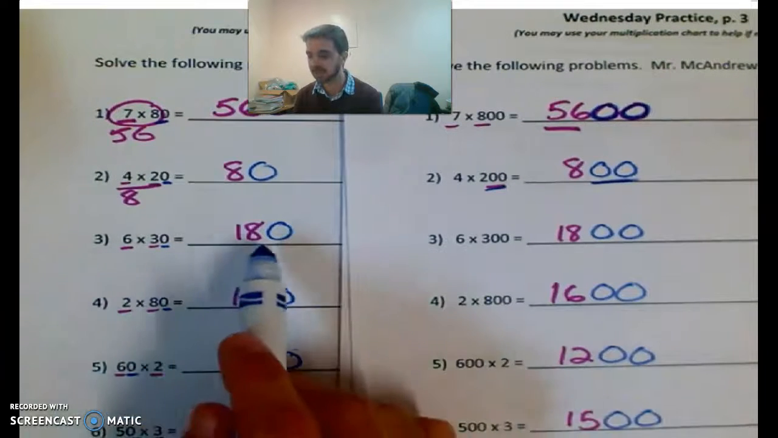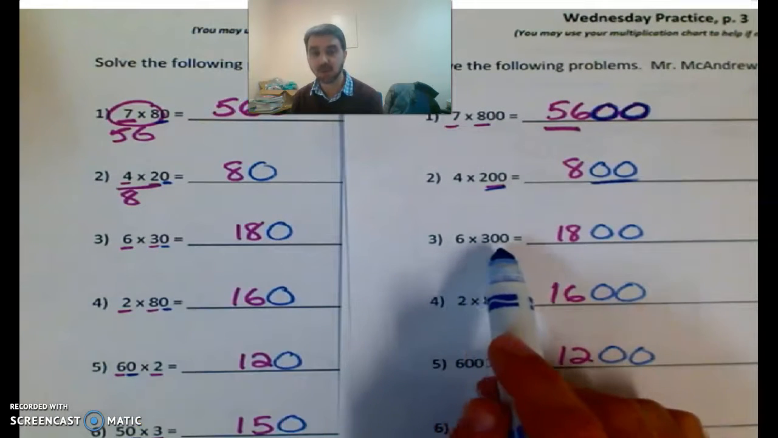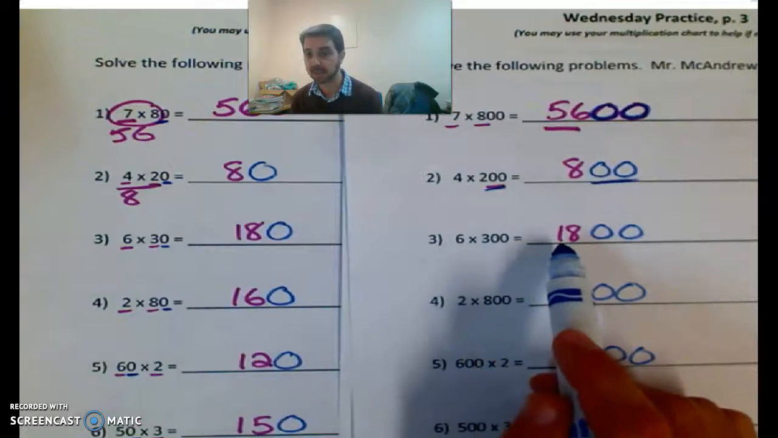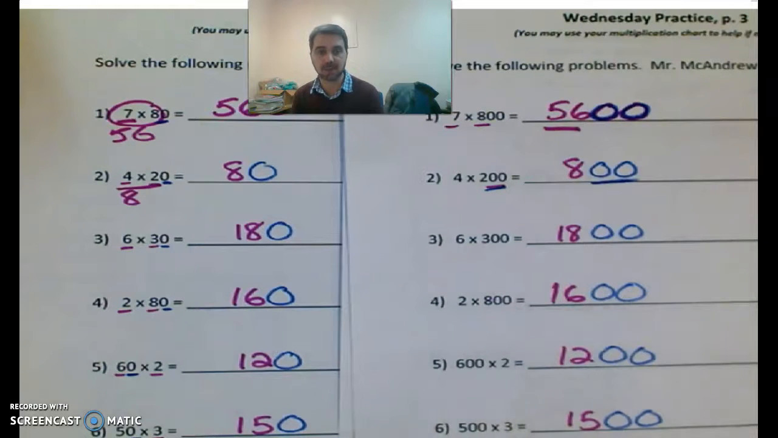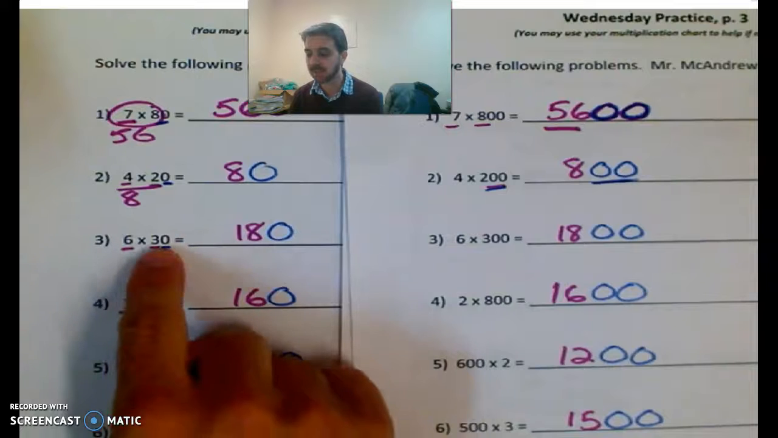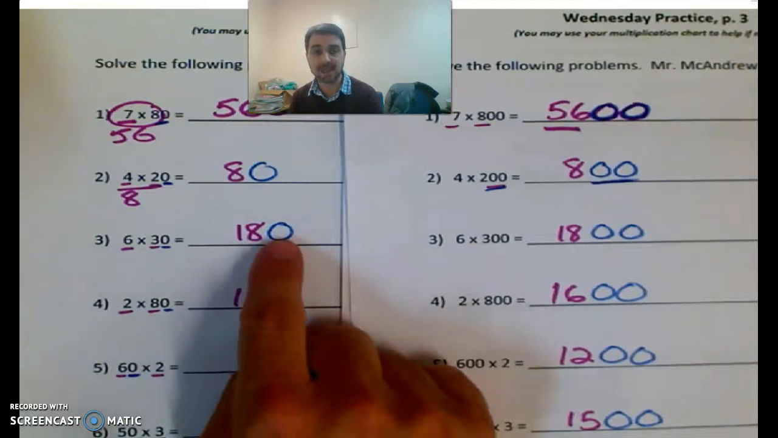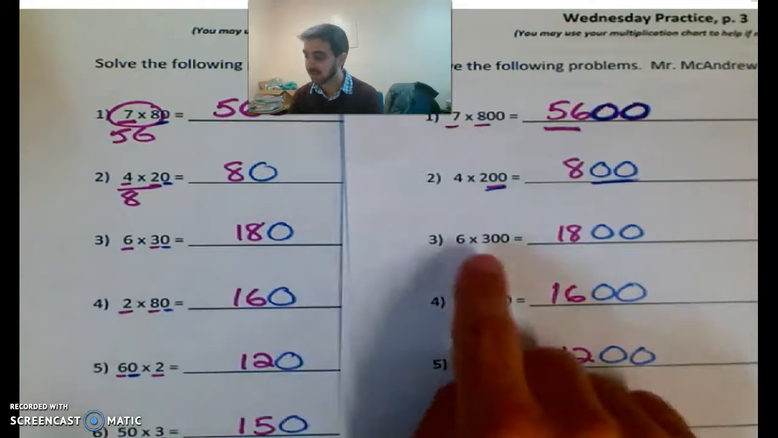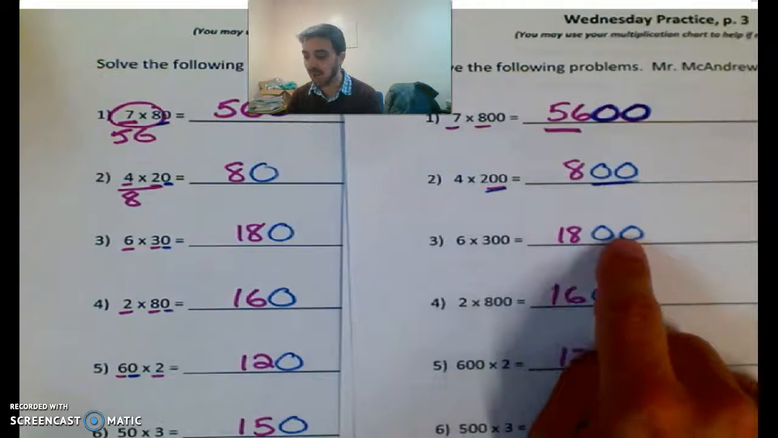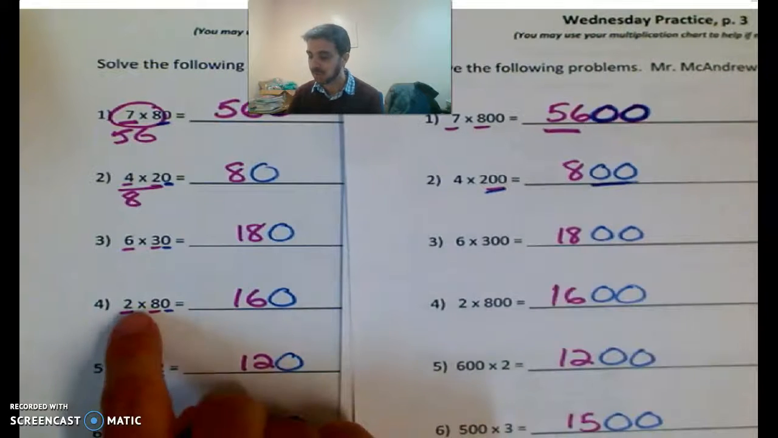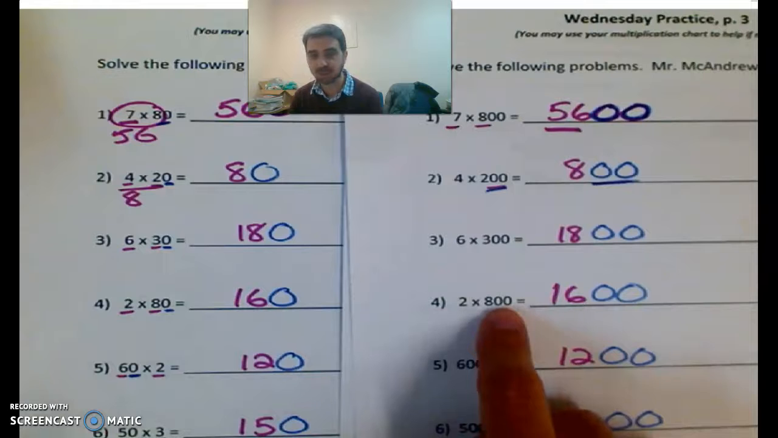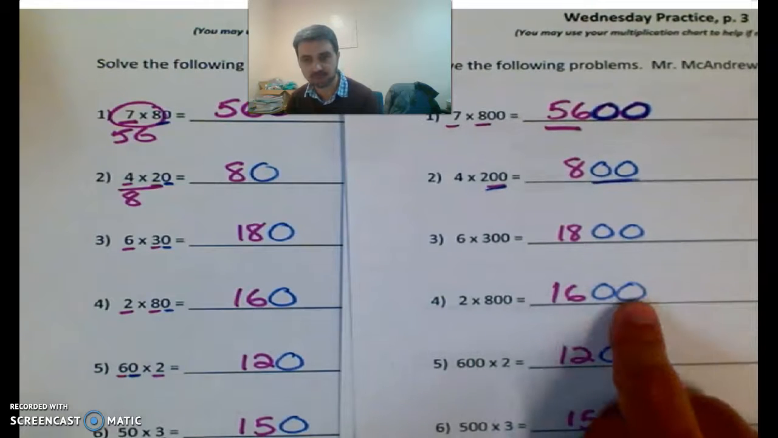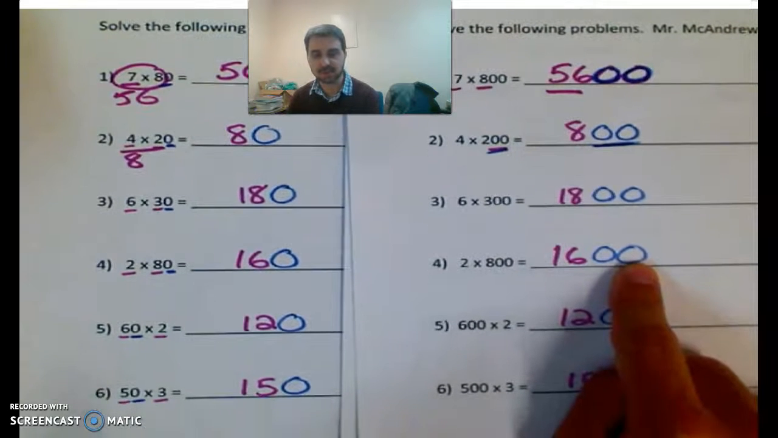6 times 30 is 180. 6 times 300 is 1,800. So I'm going to say it a little bit differently this time. 6 times 30 is 18 tens, right? 6 times 300 is 18 hundreds. 2 times 80 is 16 tens. 2 times 800 is 16 hundreds. So that's another way of thinking about it.